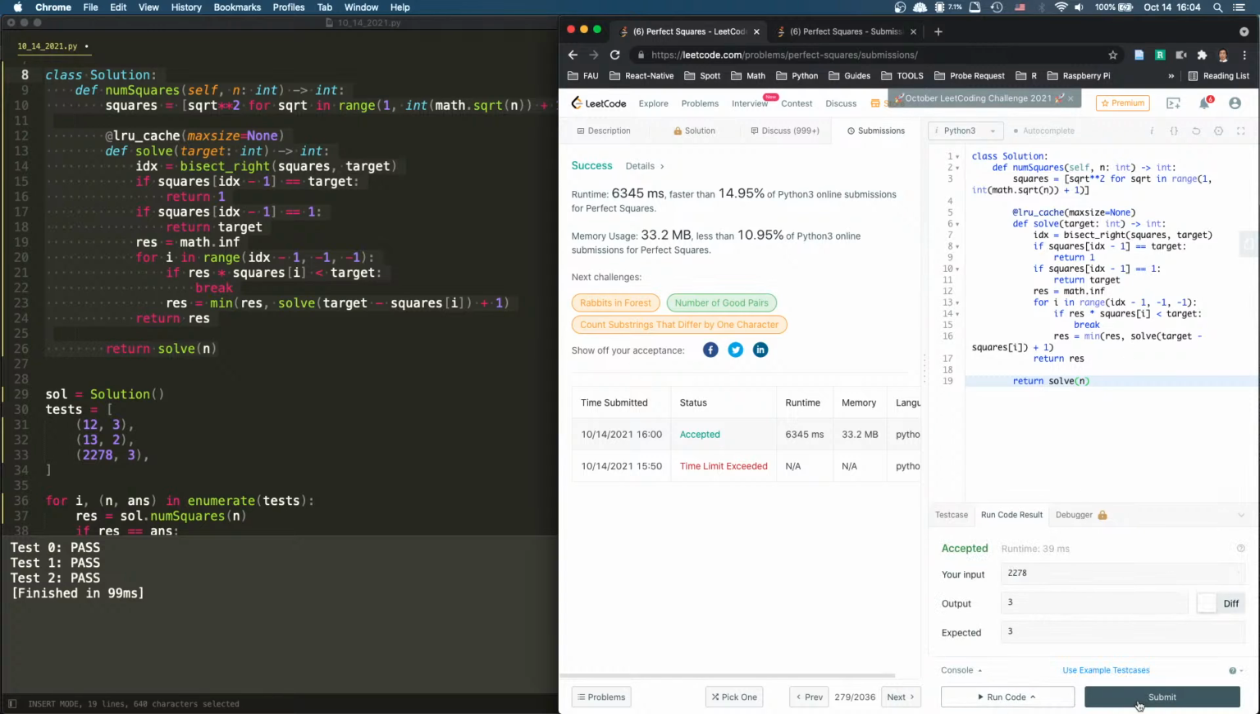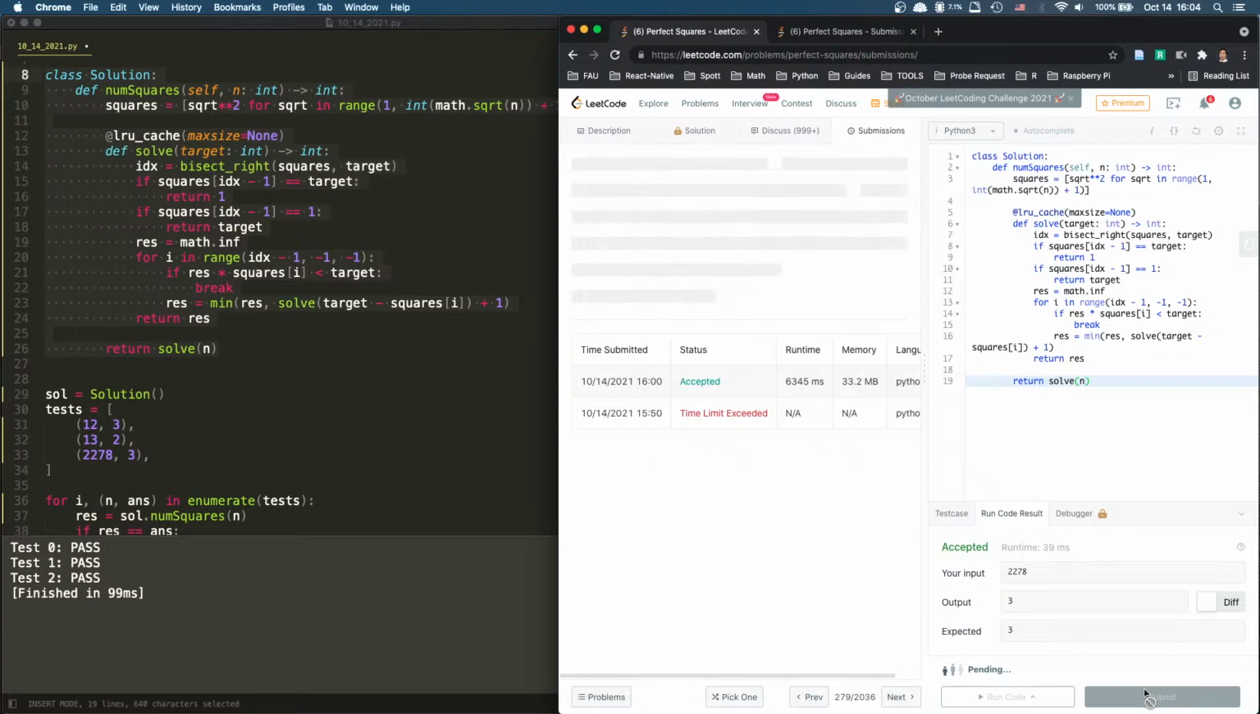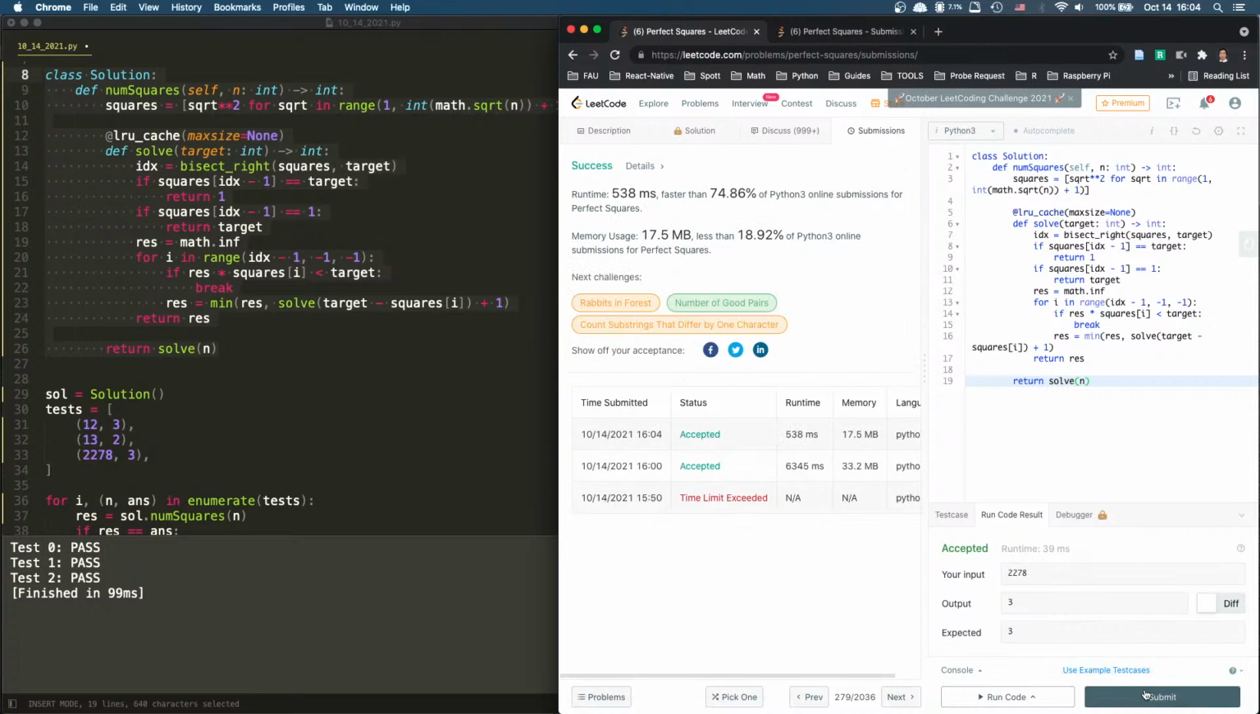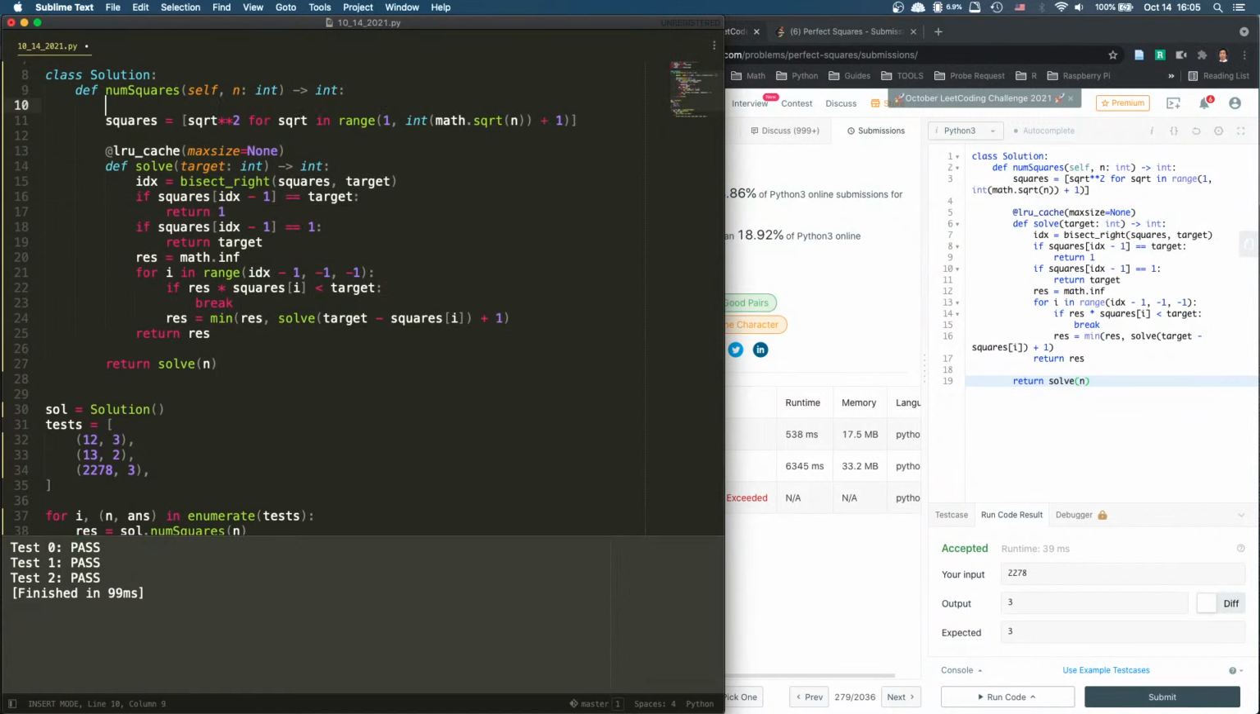We'll get even better. So let's see. Look at that. We shaved off from 6,345 down to 538. Right? That's 10 times faster. It's 2 lines. 2 lines and we get it 10 times faster. That's more like it. And I think if we do bottom up, it can be even faster. But hold on, let me finish writing this one first.